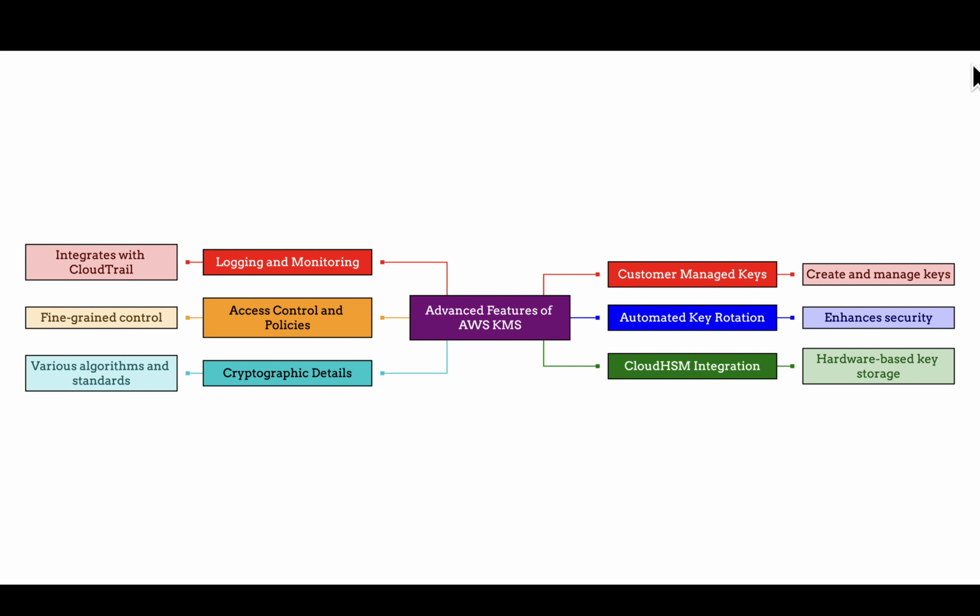Advanced features of AWS KMS. 1. Customer managed keys. Users can create and manage their own encryption keys. 2. Automated key rotation. Automatically rotates keys to enhance security.